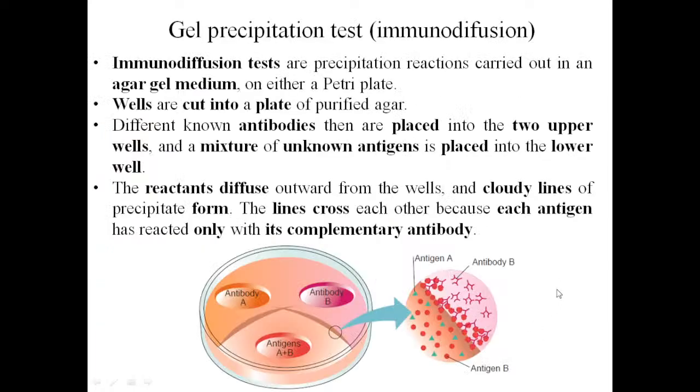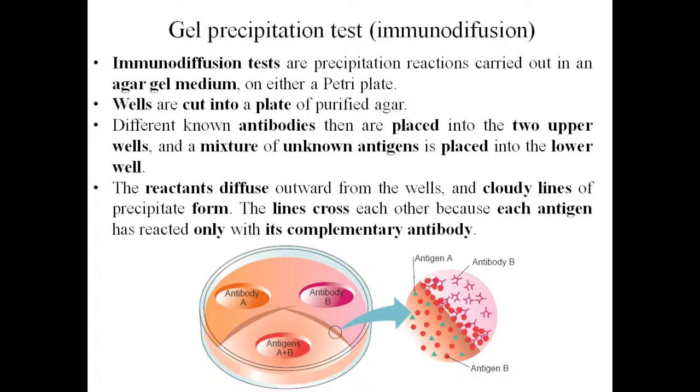Gel precipitation is also called immunodiffusion, because antigens and antibodies are diffused into agar. Immunodiffusion tests are precipitation reactions carried out in agar gel medium on a Petri plate. Wells or holes are cut into a plate of purified agar. Different known antibodies, it means that we know what these antibodies are against, which bacteria or virus.